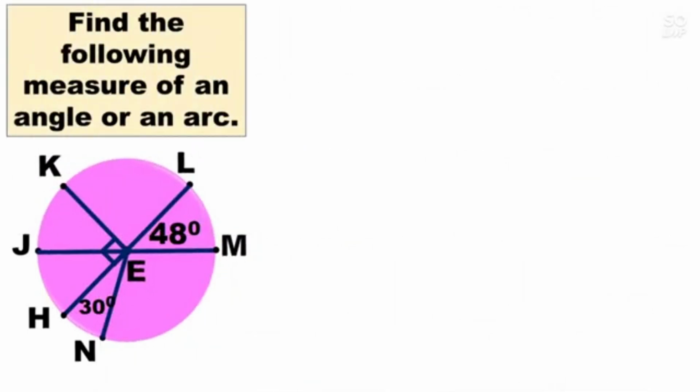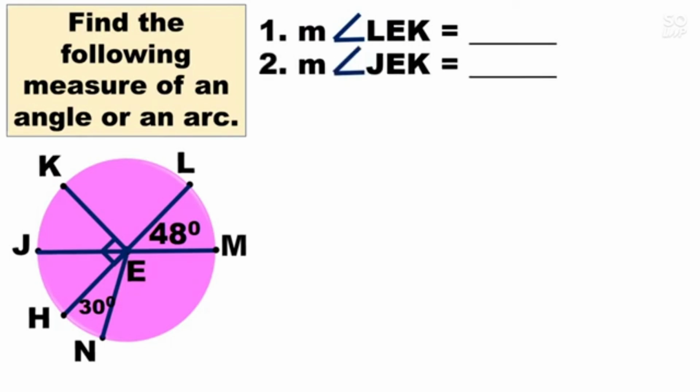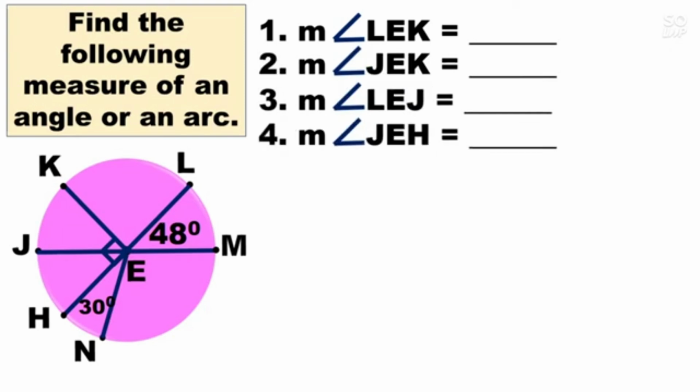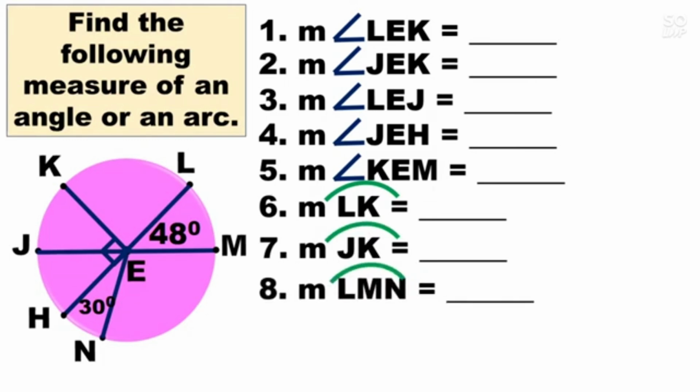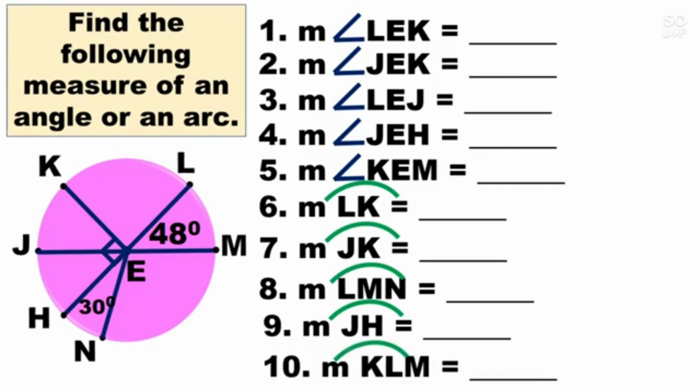Find the following measure of an angle or an arc. Number 1, the measure of angle LEK. Number 2, the measure of angle GAK. Number 3, the measure of angle LEJ. Number 4, the measure of angle GAH. Number 5, the measure of angle KEM. Number 6, the measure of arc LK. Number 7, the measure of arc GK. Number 8, the measure of arc LMN. Number 9, the measure of arc JH. And 10, the measure of arc KLM.